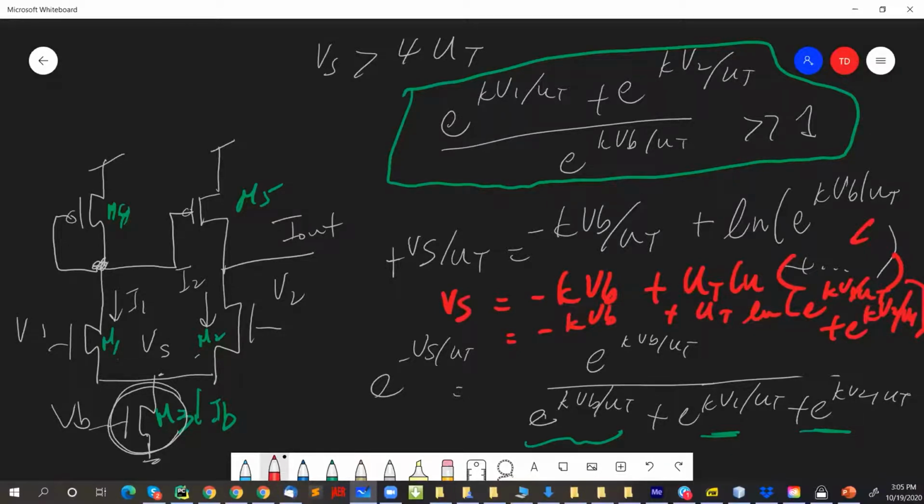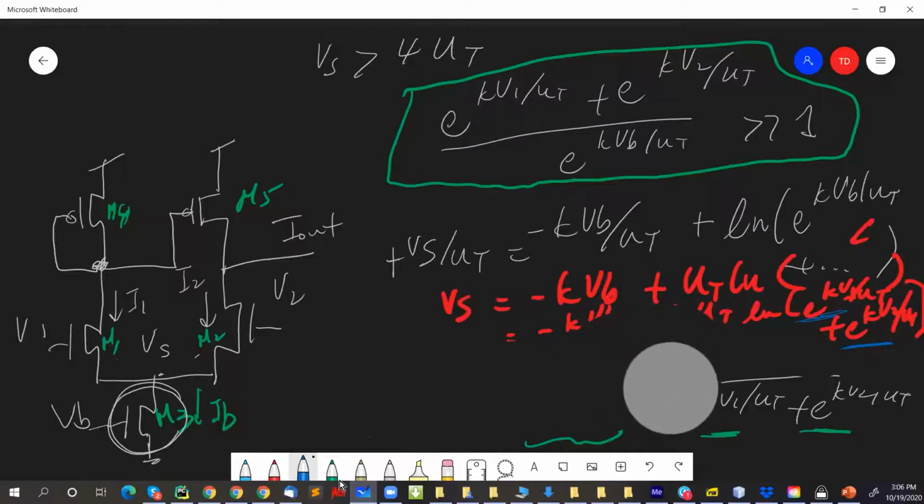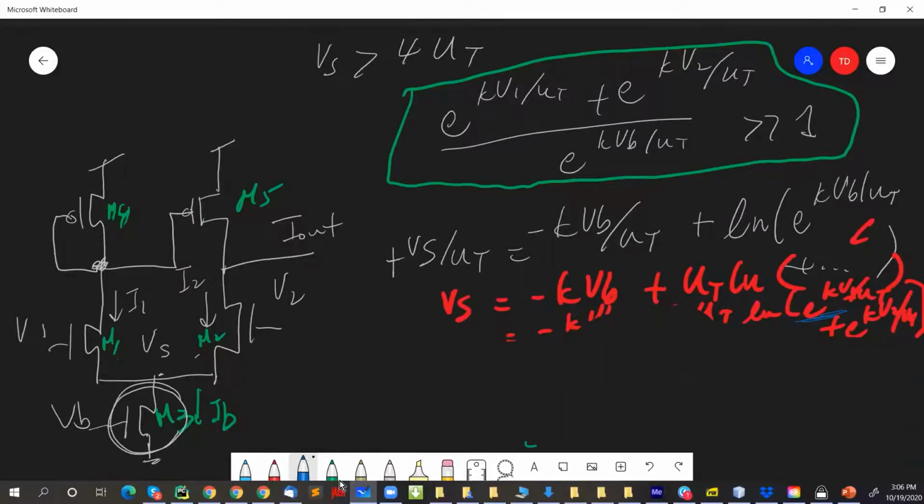Okay. And then you can simplify, if you assume that V1 and V2 are greater than 4 UT. Basically, in the end, one of these two terms will dominate, right? So either it's V1, if V1 is much greater than V2, or V2 is much greater than V1. And so then you're left with this equation. Let me delete this now. It shows you how the common source voltage depends on V1, V2, and VB, and also on how much V1 is greater than V2.